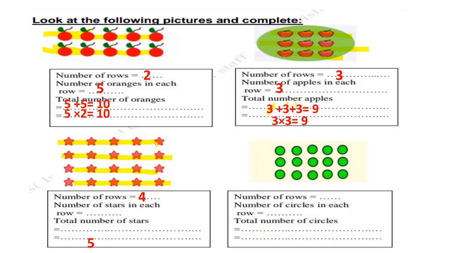Okay, let's make the total number of stars. Here I have 5 plus 5 plus 5 plus 5. Okay, 5 plus 5, 10. And 5 plus 5, 10. 10 plus 10 equals 20.